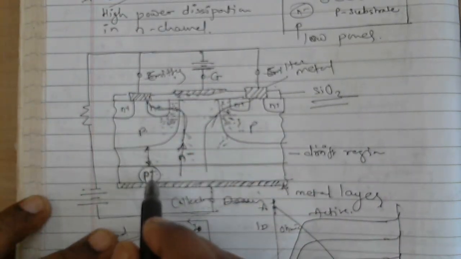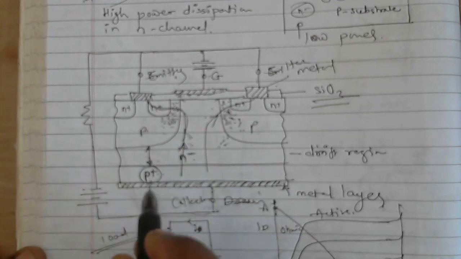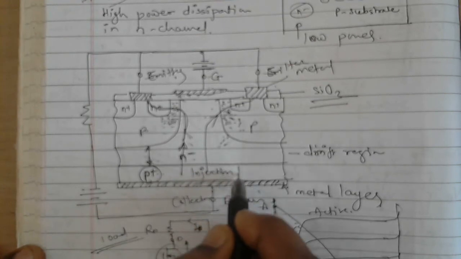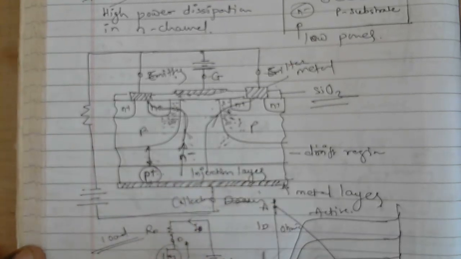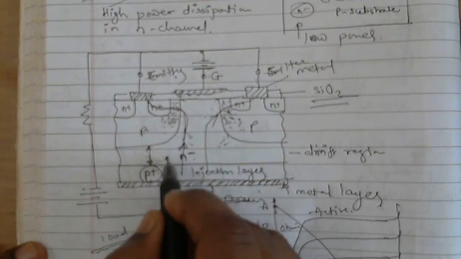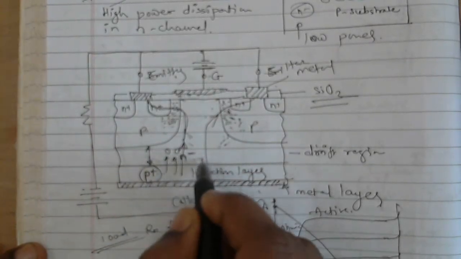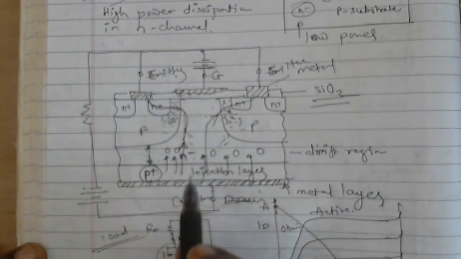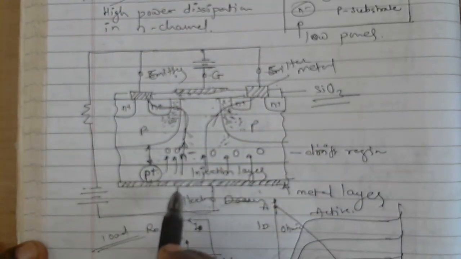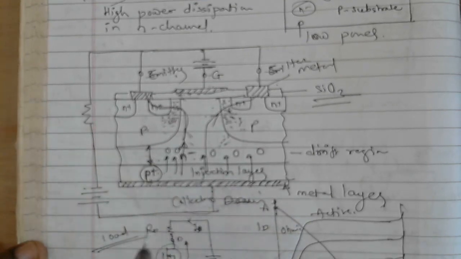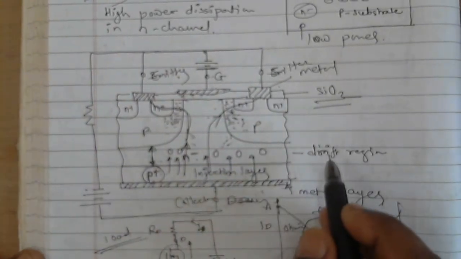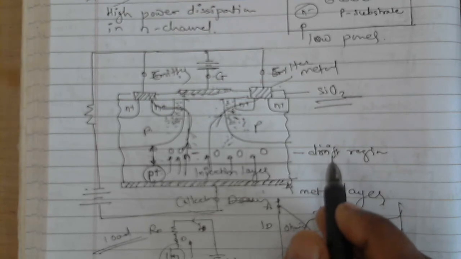Only instead of n plus there is a p plus substrate, and this p plus substrate is called the injection layer. Why is it called the injection layer? Because it injects holes in this n minus drift layer. Again, the thickness of this n minus drift layer defines its voltage blocking capability.